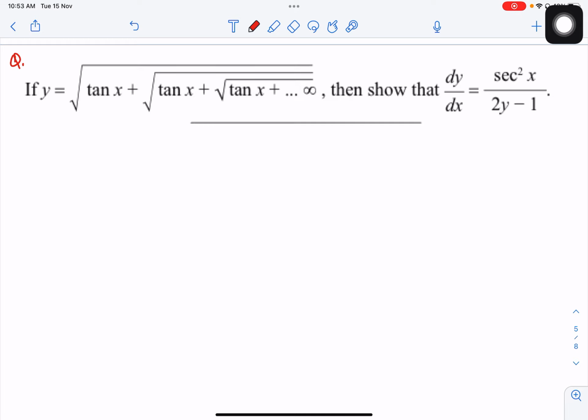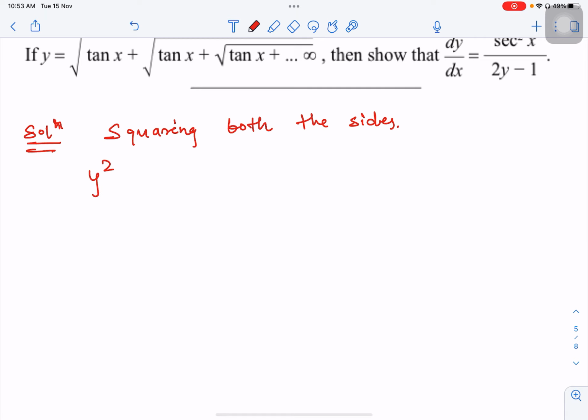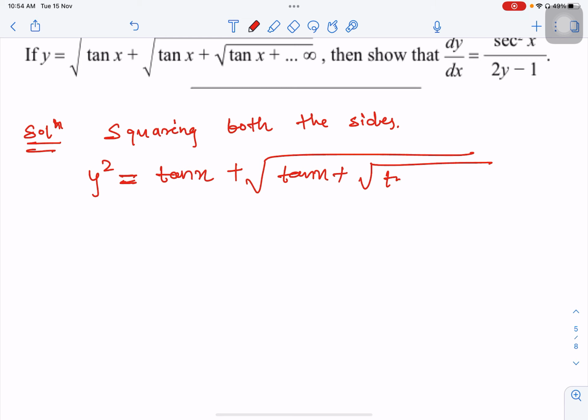So first step is what? Since you see that root is written infinite times, we'll try to remove root once. So we'll square both the sides. Squaring both the sides. So if you square both the sides, हमें क्या मिलेगा? y square equals to tan x plus root of tan x plus root of tan x. This will remain till infinite times, right?